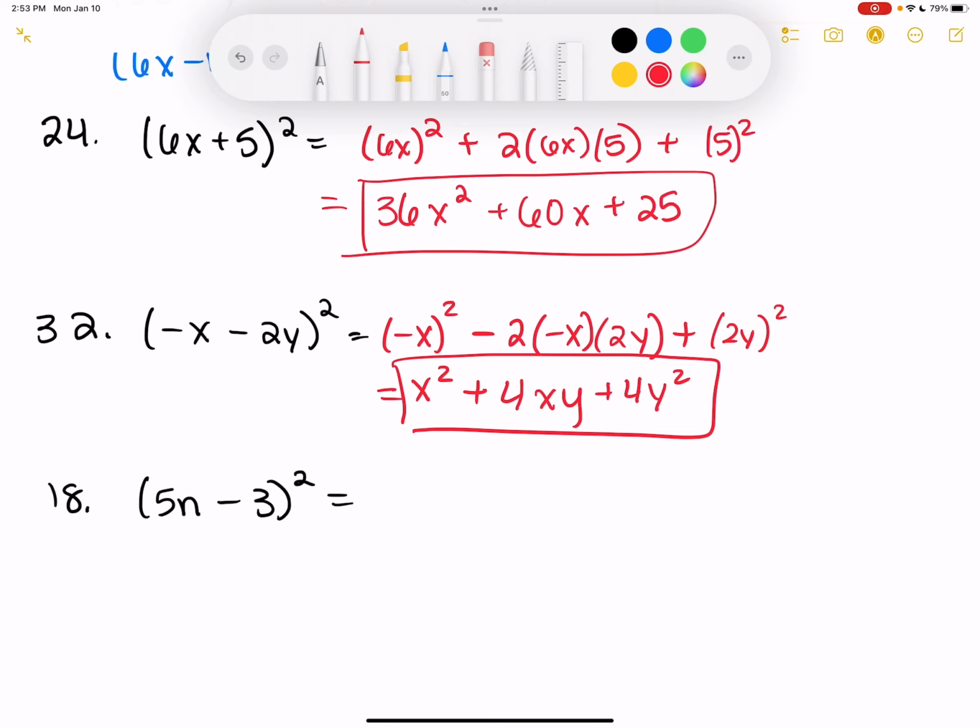All right, so first term squared, so that's going to be 5n squared. This is a negative sign, so minus 2 times the first term times the second term, so 5n times 3, plus the last term squared, 3 squared. So that's going to give us 5 squared is 25, and then n squared, minus 2 times 5 is 10 times 3 is 30n, and then plus 3 squared is 9.